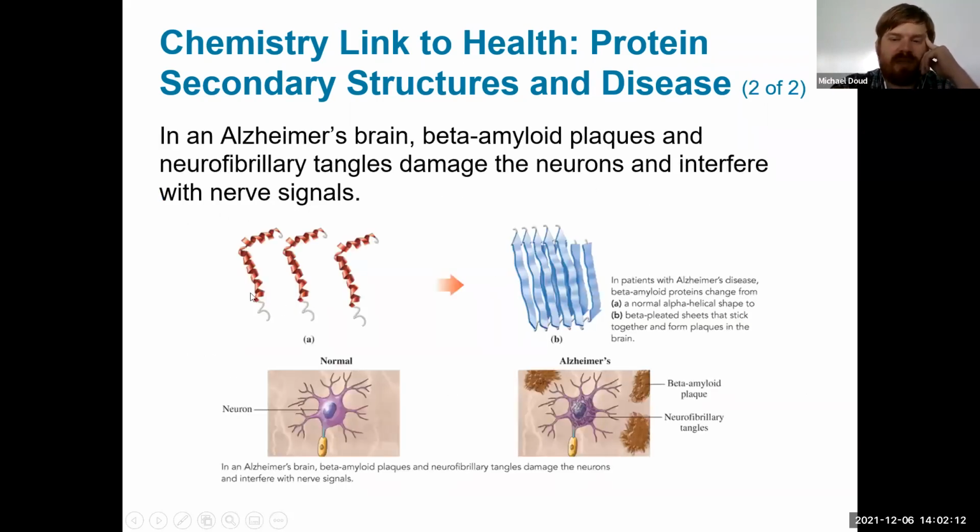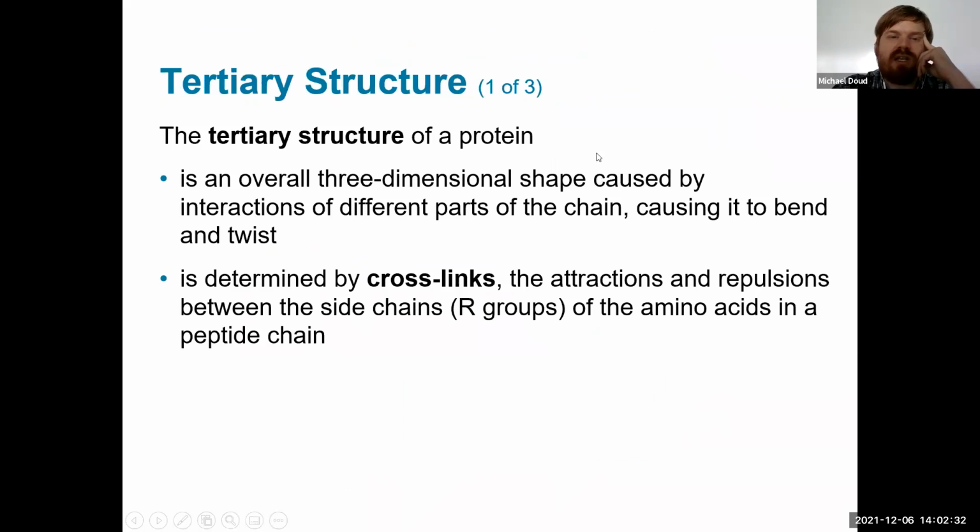So this is the normal healthy structure that you get from these beta amyloid proteins. But in some brains, it seems like they stop folding like this and they start folding like this. These beta pleated sheets now form plaques that perhaps interfere with your cognitive function. So definitely the difference between alpha helix and beta sheet is significant.